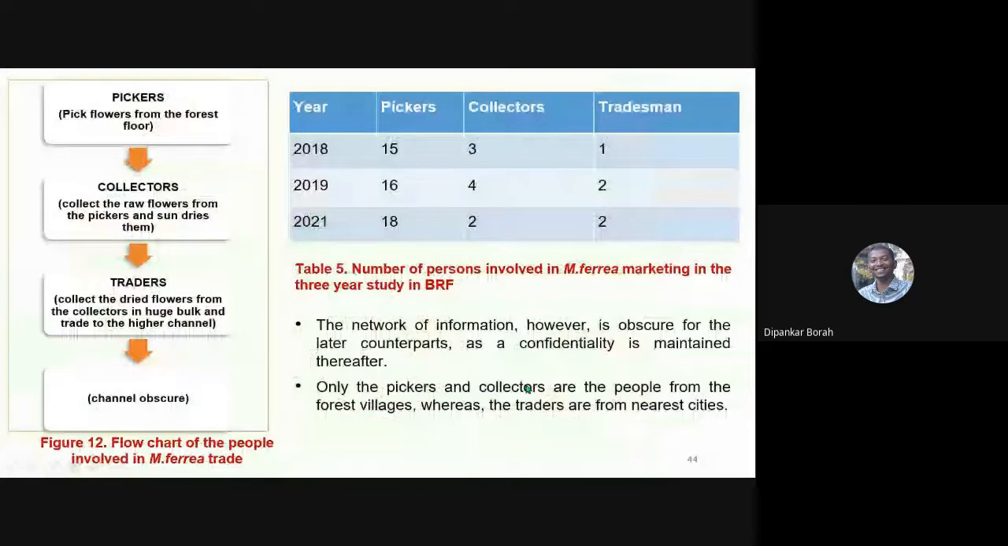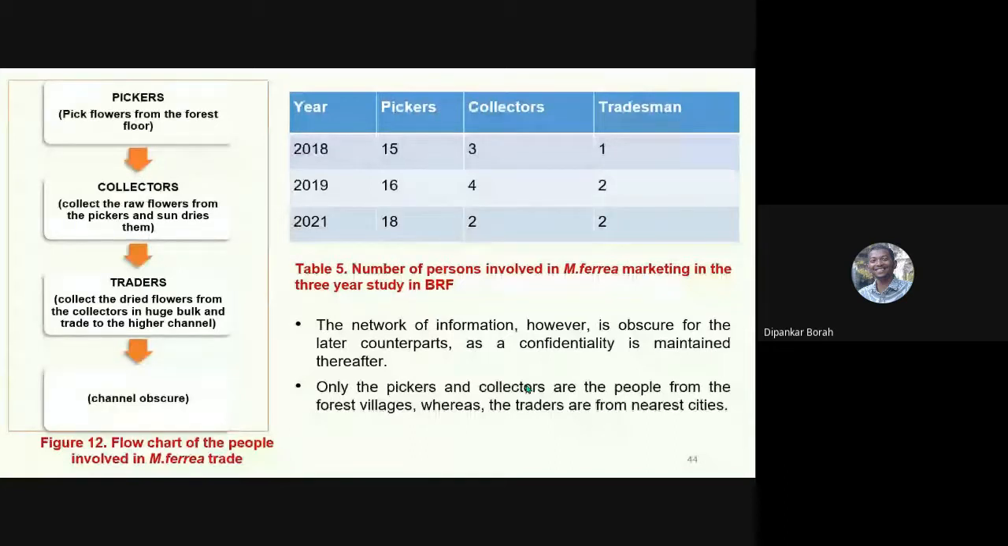Figure 12 shows the flow chart of the people involved in the Mesua ferrea trade. First are the pickers who pick flowers from the forest floor. These are then sold to the collectors who collect the raw flowers from the pickers and sun-dry them. Then the traders collect the dry flowers from the collectors in huge bulk and trade to the higher channel. The network of information further is obscure as confidentiality is maintained thereafter.